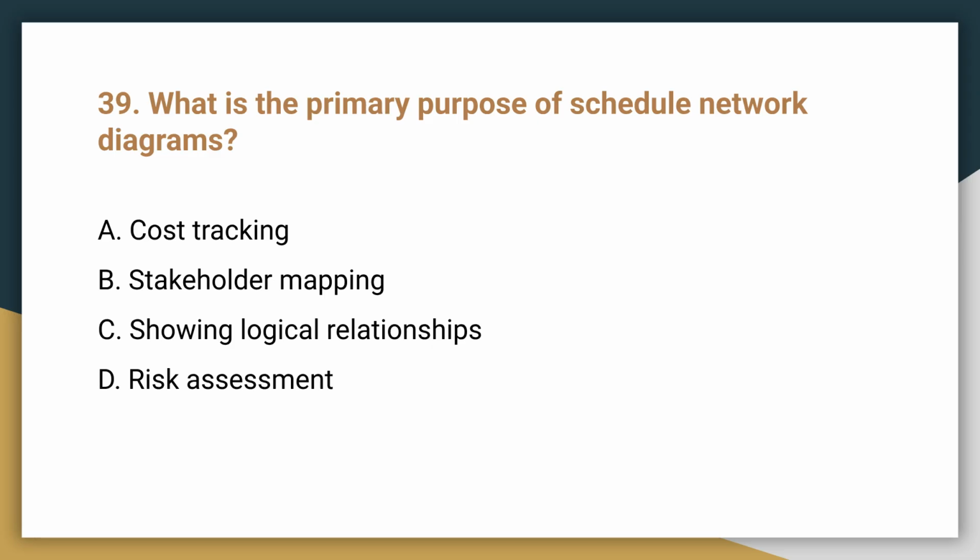Question 39. What is the primary purpose of schedule network diagrams? The answer is C, showing logical relationships. Network diagrams visually represent the dependencies between activities.